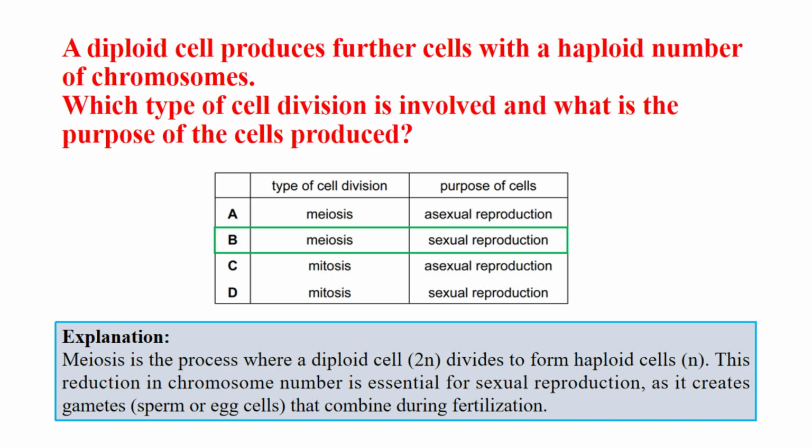Meiosis is a type of cell division that reduces the chromosome number by half, transforming a diploid cell with 2 sets of chromosomes into haploid cells with only 1 set. These haploid cells are crucial for sexual reproduction because they form gametes like sperm and egg cells which combine during fertilization to restore the diploid chromosome number in the offspring. Mitosis, on the other hand, is for growth, repair, or asexual reproduction, and doesn't change the chromosome number. So, to sum it up, meiosis is key when cells need to produce haploid gametes for sexual reproduction.